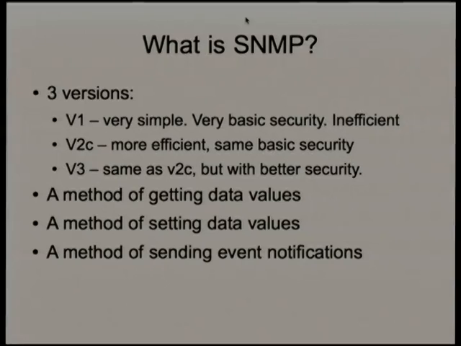SNMP version 2C. The C is important, but not really. It was back then, but it's not anymore. There's no version 2, there's version 2C only. Basically 2 said, hey, there's a whole lot of problems with the inefficiencies of version 1. Let's just make it more efficient. We'll keep the same security because security is never a problem. There's no evil people on the internet. Then version 3 came along. Basically it's the same as version 2, except they've got a whole lot better security.